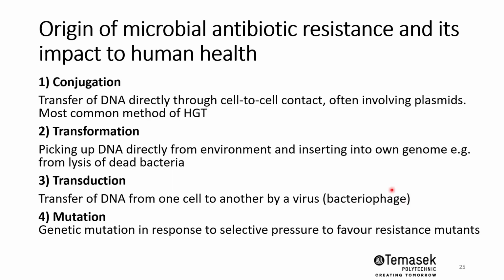And finally, mutations is also one of the ways that antimicrobial resistance can arise, as we see earlier. Genetic mutations in response to selective pressure leads to the formation of the mutated genes, resulting in the AMR, antimicrobial resistant genes, which will eventually be transferred within the population through these three methods as we have highlighted here: conjugation, transformation, and transduction.